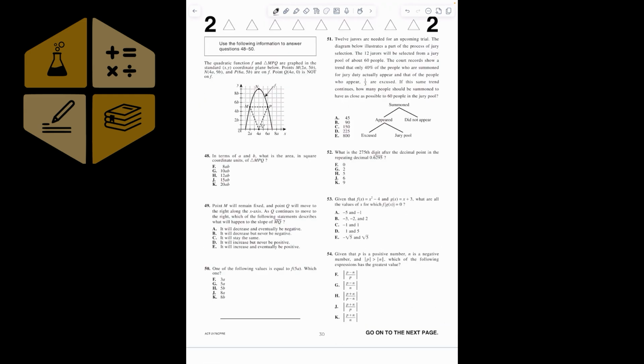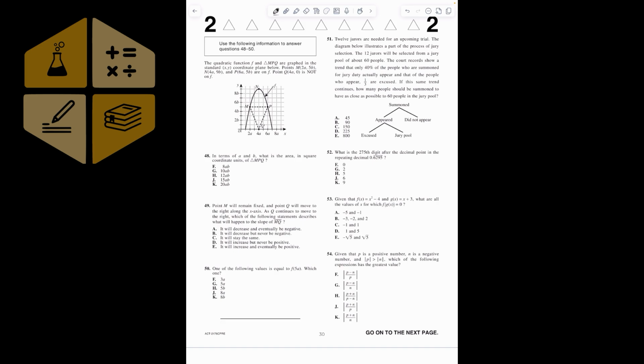Use the following information to answer questions 48 through 50. The quadratic function f and triangle MPQ are graphed in the standard xy coordinate plane below. Points M, N, and P are on f. Point Q is not on f. Okay, so then we have these 3 questions that are about this one graph. So this graph, again, is designed to scare you. It's supposed to just look scary and make people waste time or something.